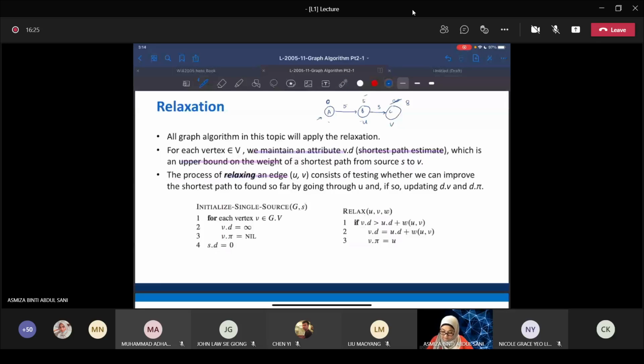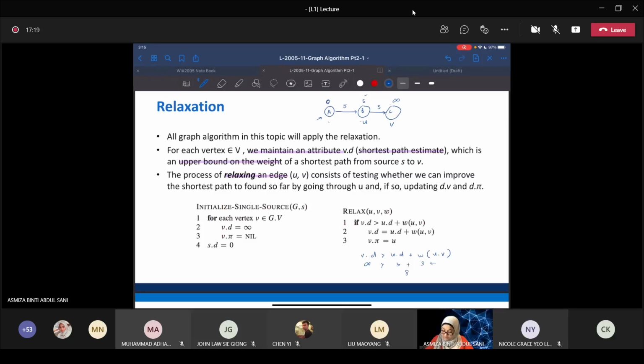So basically, if you want to relax the edge UV, we want to check if the distance of V is bigger than the distance of U plus the weight of the edge UV. In this case, maybe we stick to the original one first, from A. The distance of V is infinity, the distance of U is 5, and the weight is 3. If we add this, therefore, infinity is actually bigger than 8, right?